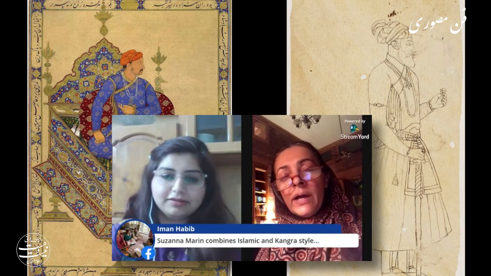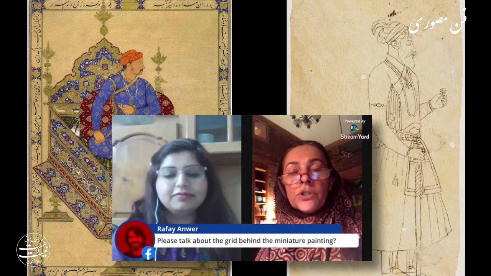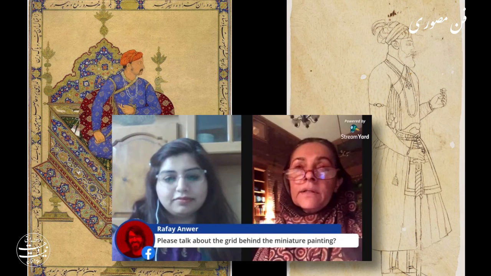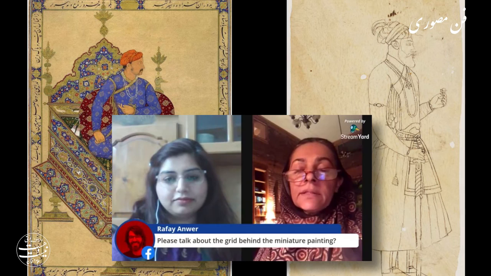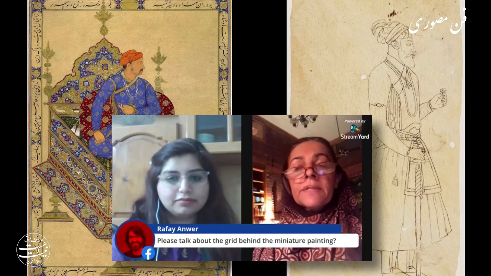Please talk about the grid behind miniature painting. This is Rafi's question. The structure, the proportions based on geometry, on which square root you're using. If you sit down and go deeper into a painting, the same proportion applies. So if you're making a grid on the basis of a root 2 or root 3, that will be the formula you apply in subdividing that space. Ultimately, it keeps subdividing the same proportion and ratio.